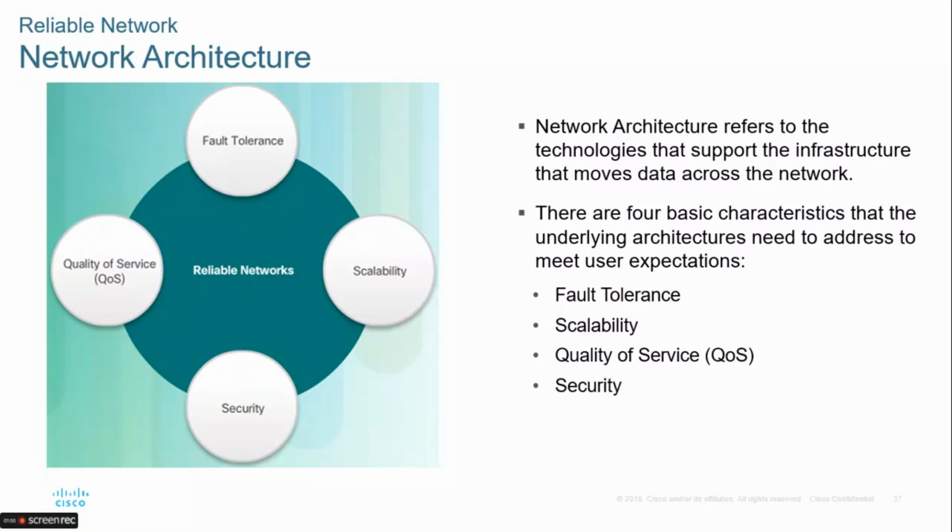Network architecture refers to the technologies that support the infrastructure that moves data across the network. What are these technologies that support data? We've got fault tolerance. Fault tolerance is a scenario whereby the network is expected to take minimal downtime when a hitch or a glitch happens within that network.